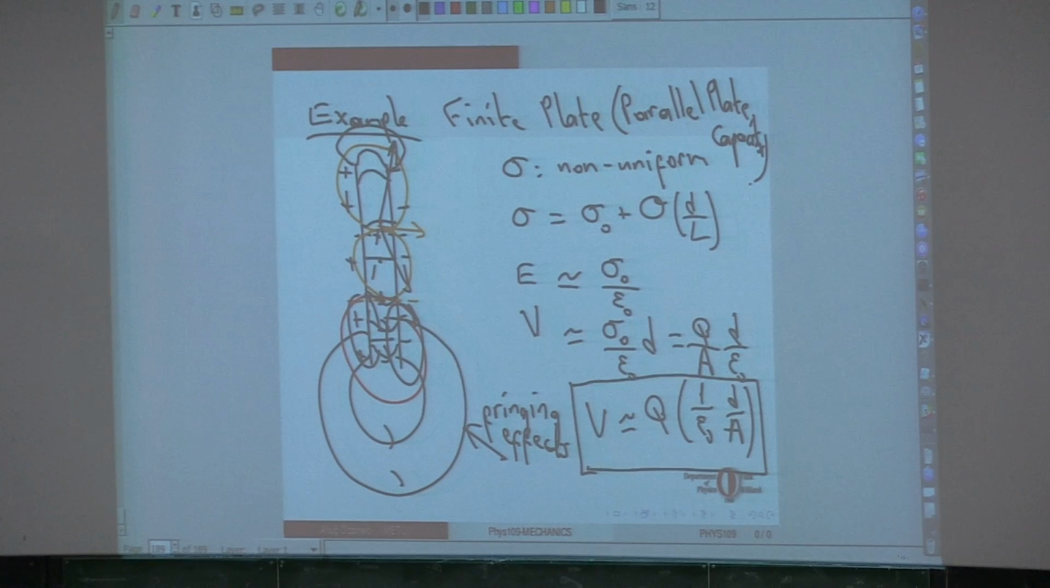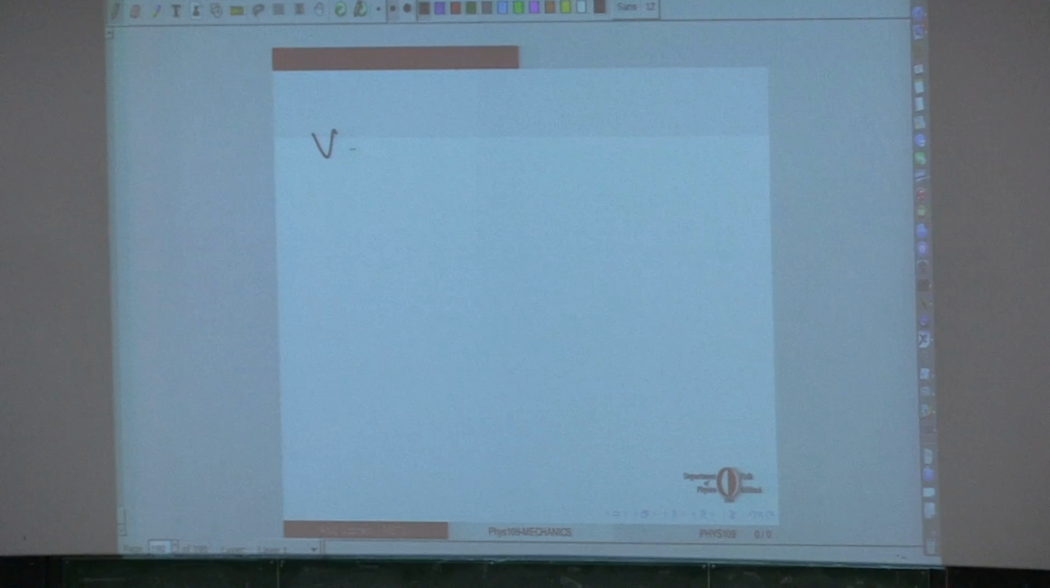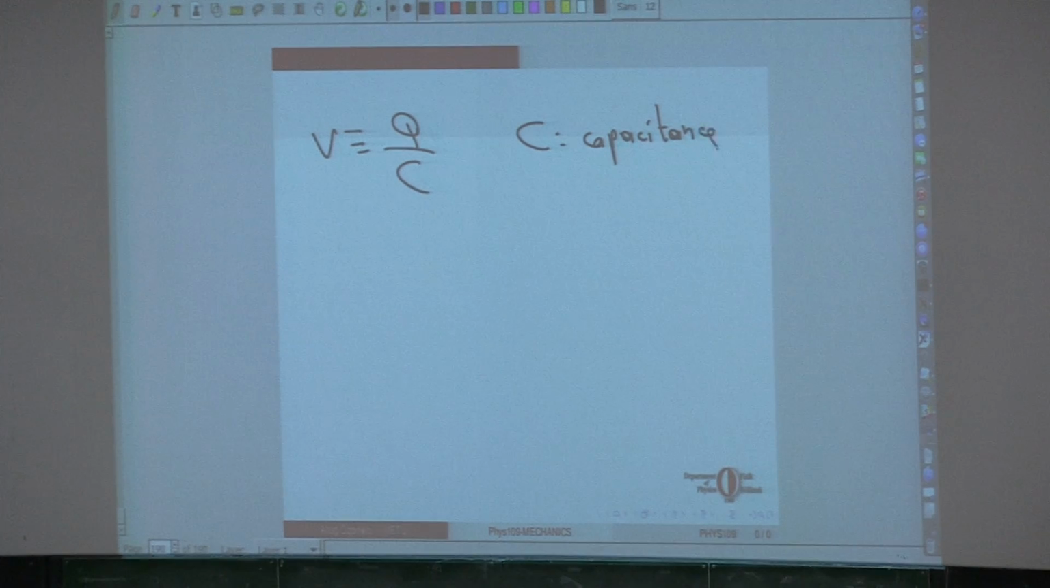Now, this is of course a simple example of a system where we have some separation of charges. We create some potential difference, and at least in this system, the potential difference that we create is proportional to the charge. And that proportionality constant we usually define as the capacitance. Or you can solve for the charge in the capacitor as the capacitance times the voltage.